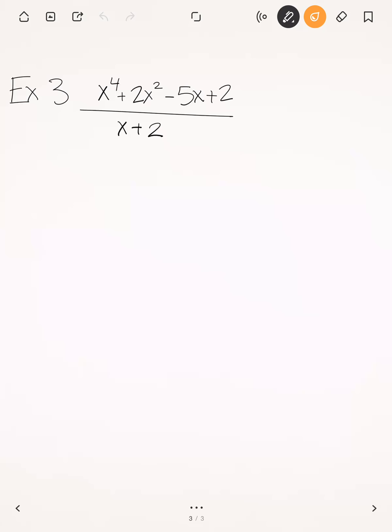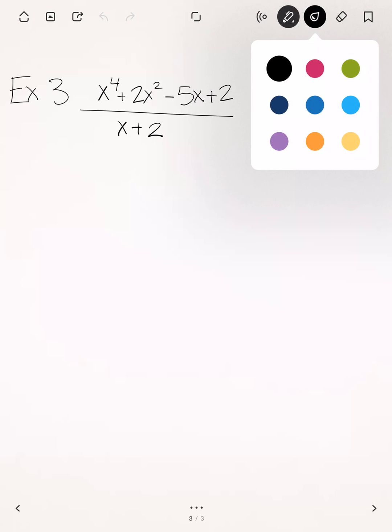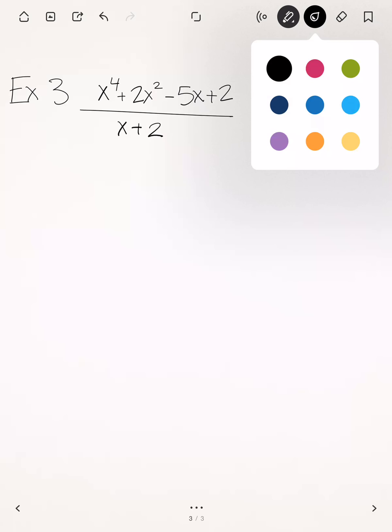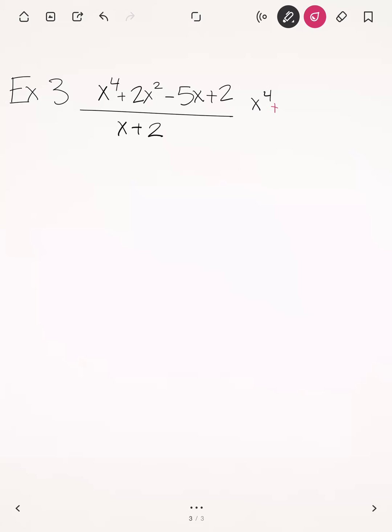Example 3. Although this looks different, this is the exact same questions we've been doing. A fraction is a division problem. But if you notice, I'm missing a term, so I need to write that in before I start. I have x to the 4th, but I'm missing that x cubed term. So I add that in, plus 2x squared minus 5x plus 2. It's all divided by x plus 2.